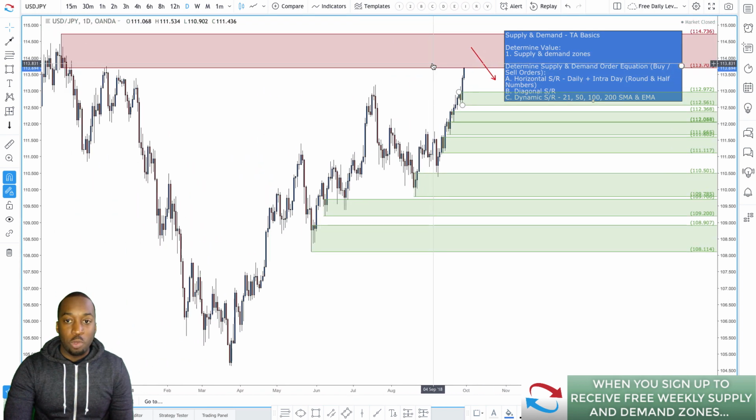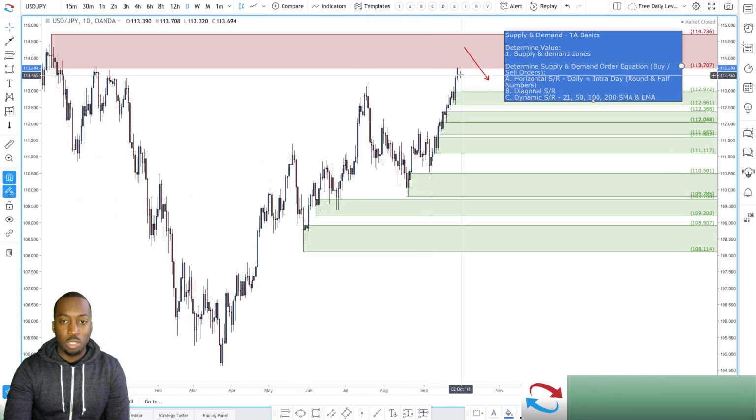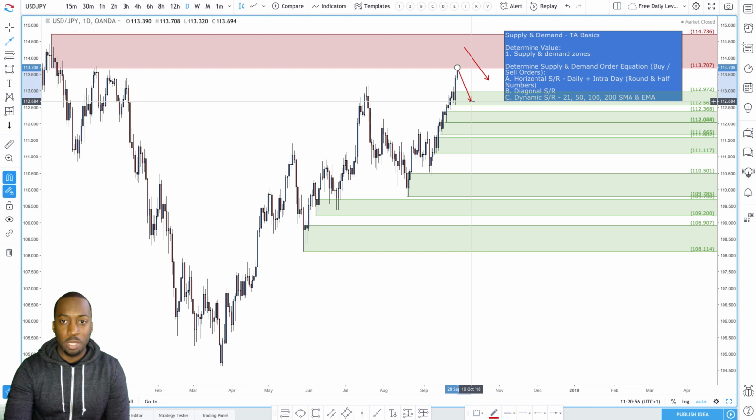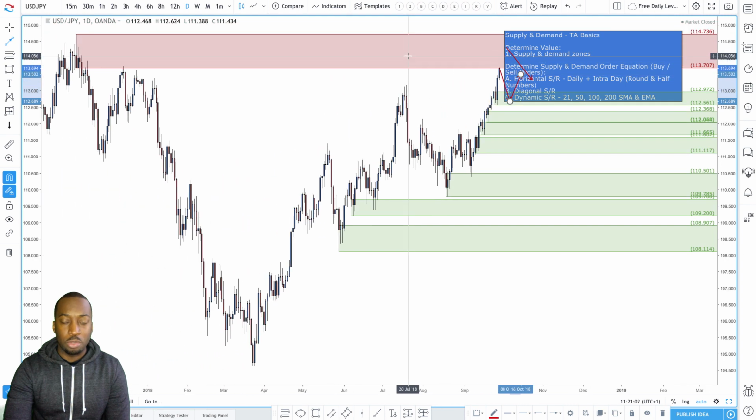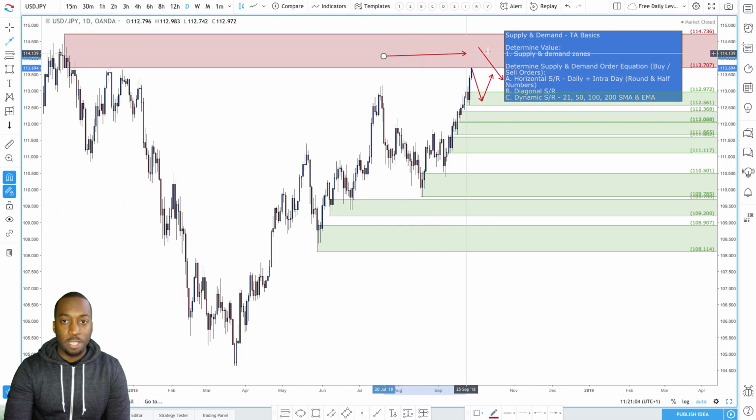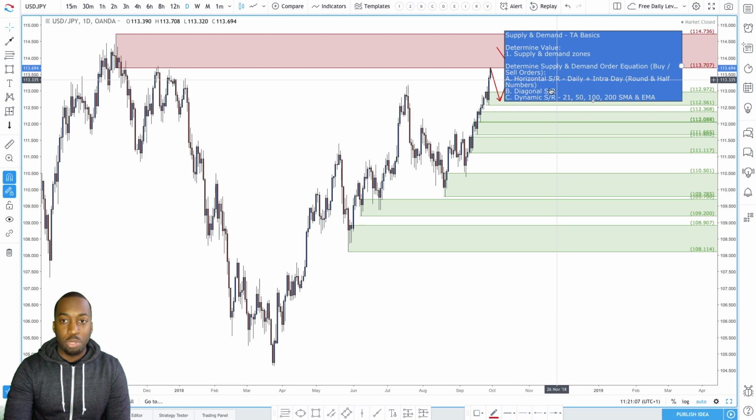If you're looking to get long on this trade, then you will be waiting for a pullback into this demand zone here before looking to get long, and then short anywhere probably within this area, and again apply the supply and demand order equation.